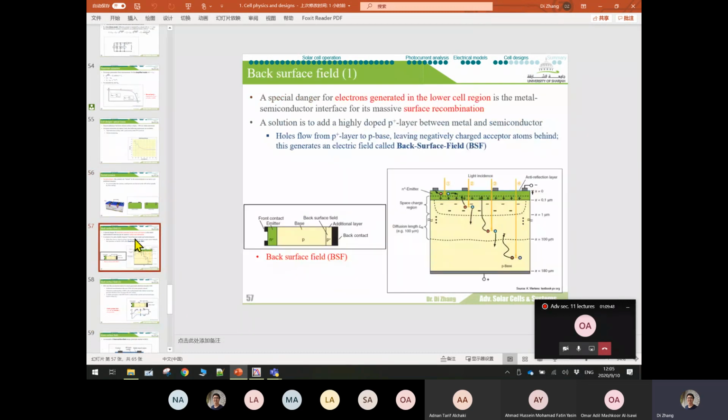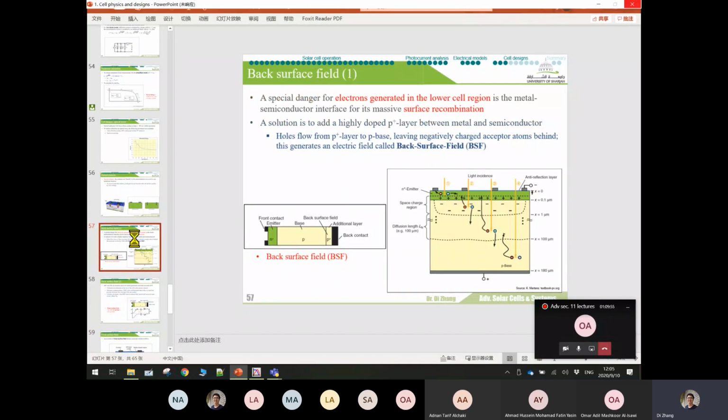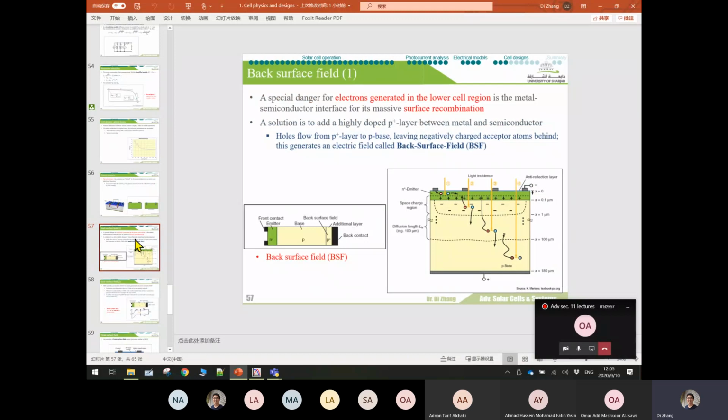Now on to something new here. What else can we do to increase the silicon solar cell performance? What can we do to further increase the performance? One of the things we would like to introduce here is the so-called back surface field. Okay, back surface field. So what is the back surface field?